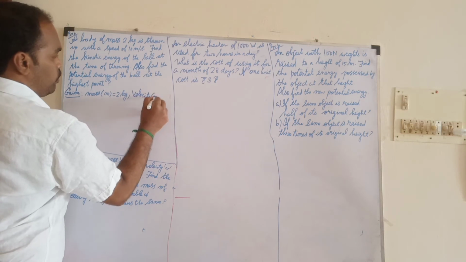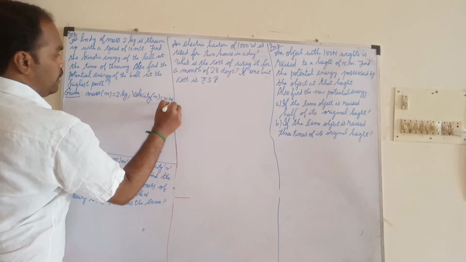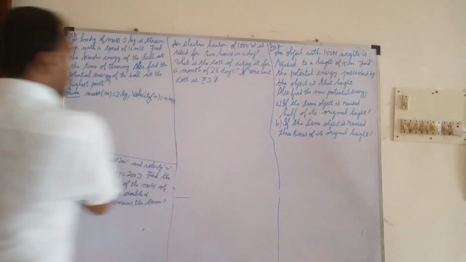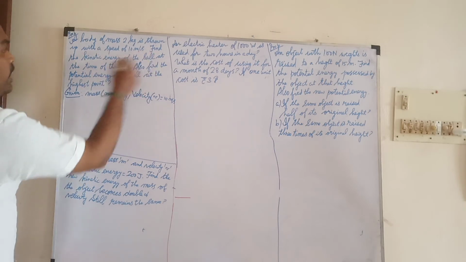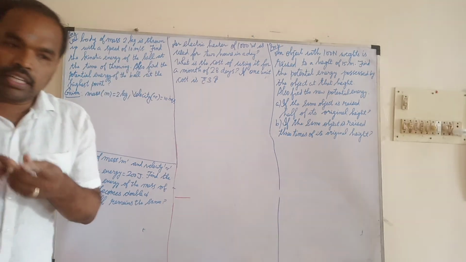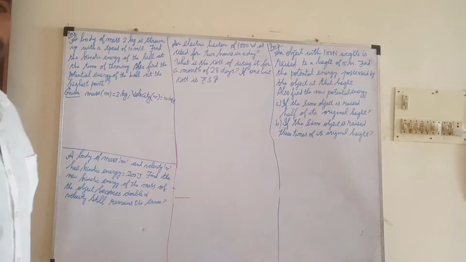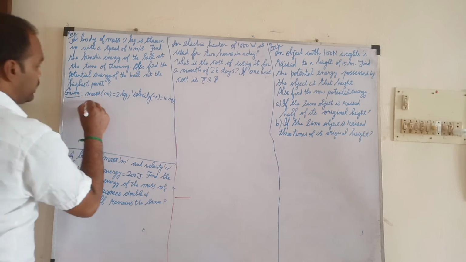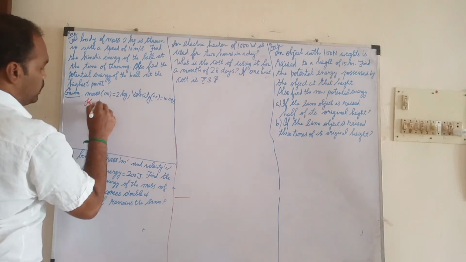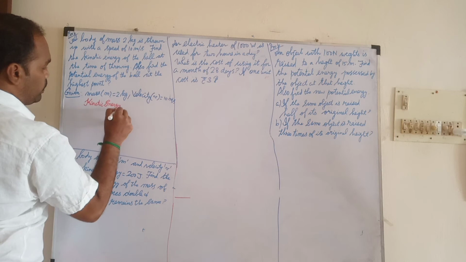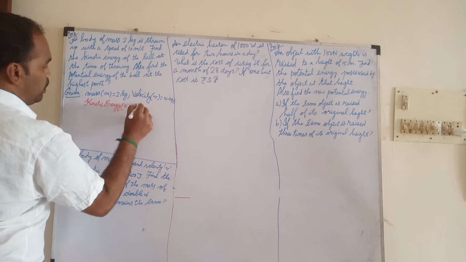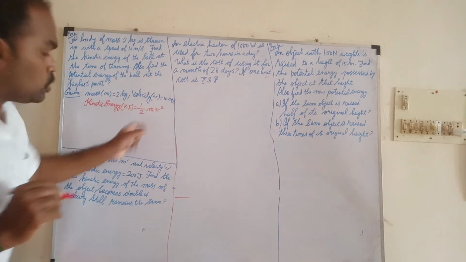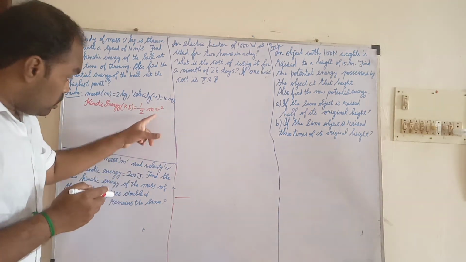Velocity. Correct or not? Correct, sir. So find the kinetic energy of the ball at the time of throwing. What is the formula for kinetic energy? KE is equal to 1 by 2 mv square. M belongs to mass, v belongs to velocity.